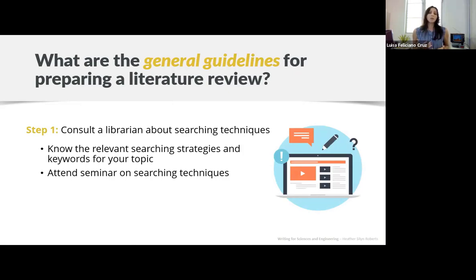In UPRM, we have seminars on searching techniques. So we help students find those keywords and use databases and find the information that they need to craft their literature review.